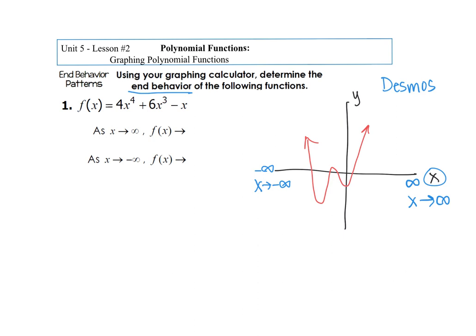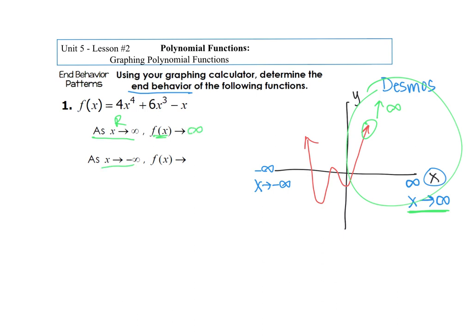So what we're asking here, as x approaches infinity, when we are on the right side of the graph, which is this side, is f of x, which is y, ending up or down? So notice our arrow is ending up, and up for y is positive infinity. So that's all we have to put, because it's ending up, positive infinity.